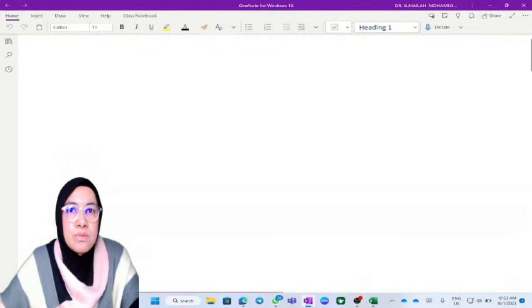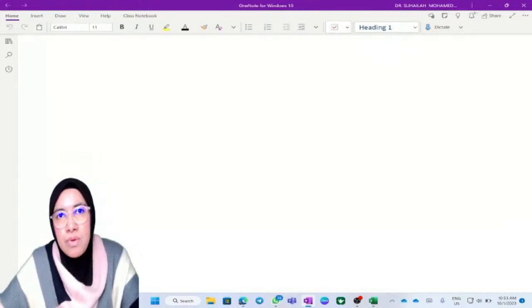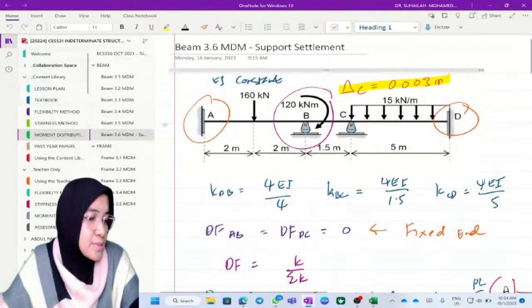Now we want to move to the next section. We want to calculate the reactions. Reaction means vertical reaction, because the moments have already been determined from the table. So we want to complete the vertical forces at supports. After that, we will draw the shear force diagram before we draw the bending moment diagram.